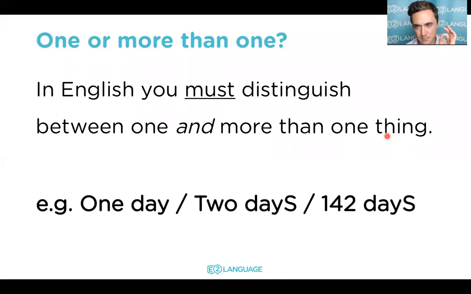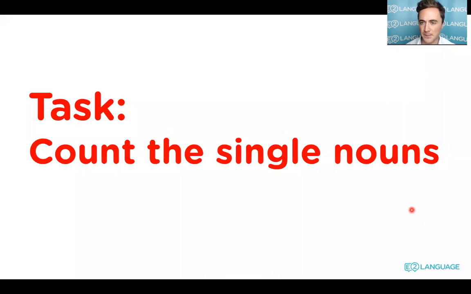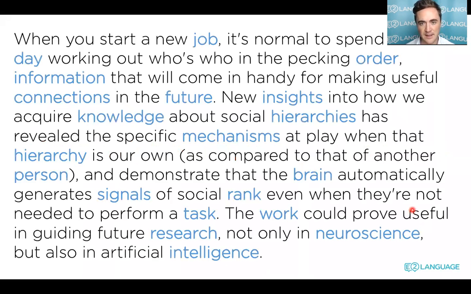And you need to express that by putting an S on the end of the word. 1 day, 2 days, 142 days. One thing, more than one things with the S. Critical rule. So many times it is broken in English. So now I want you to count the single nouns, okay? So here are the 20 nouns. Tell me how many of them are single, one. How many refer to one thing?